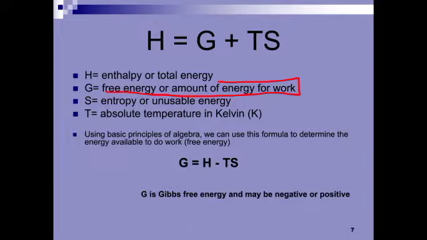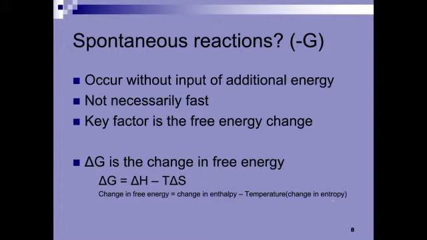Now, Gibbs free energy can be negative or it can be positive. And whether it's negative or positive determines if we have enough energy to do work. So we want to calculate what's known as Gibbs free energy. For example, we want to determine if a reaction is going to be spontaneous. Now, by spontaneous, we are talking about the reaction occurring or moving forward without a massive input of energy. We don't want to put any extra energy into it.